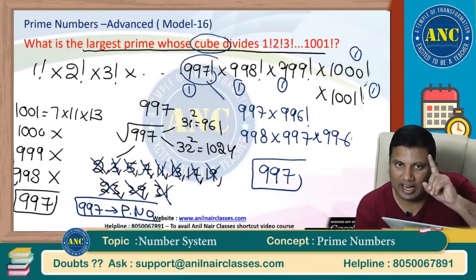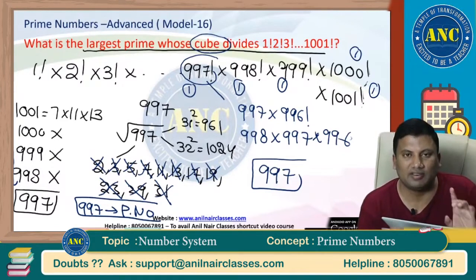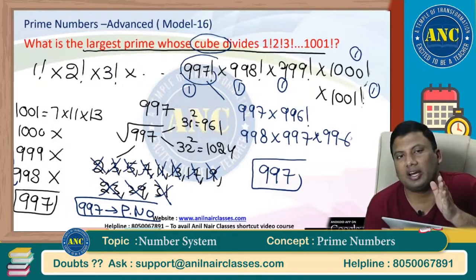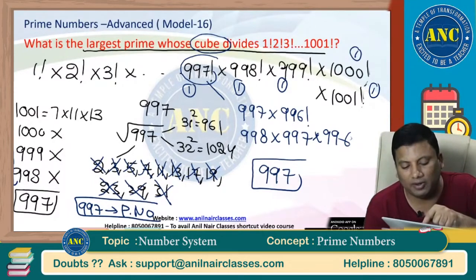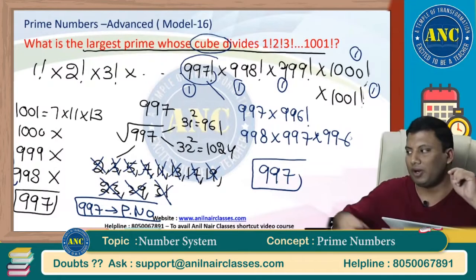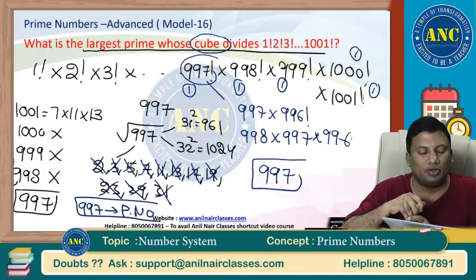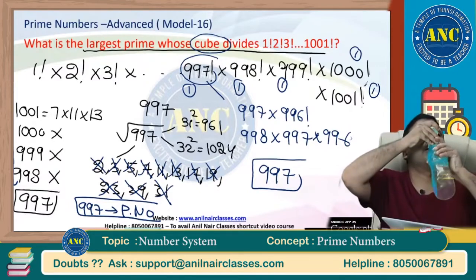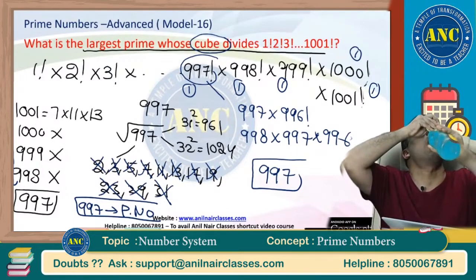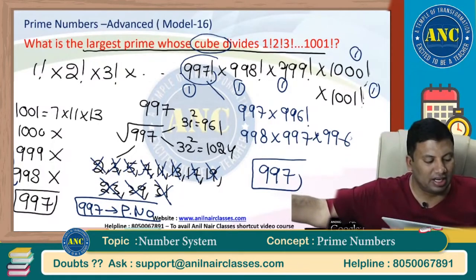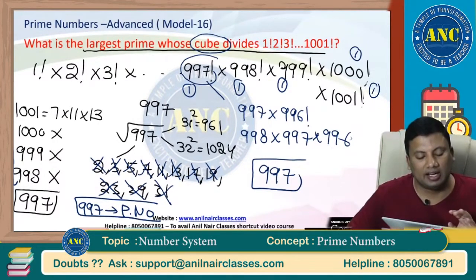997 factorial contains 1 power of 997. 998 factorial, 998 into 997 factorial, 1 power. Total 5 powers are there. If the power is greater than or equal to 3, then it will be divisible by 997 cube. The answer is nothing but 997.